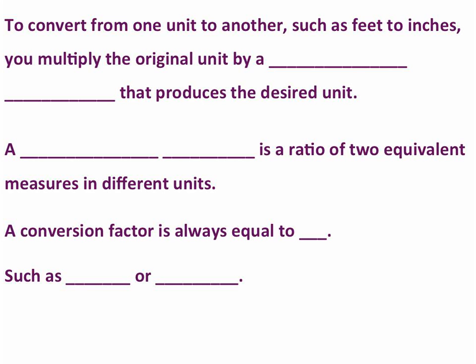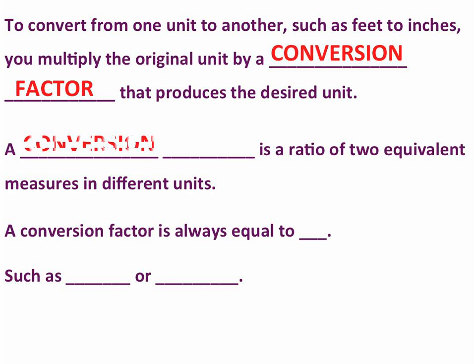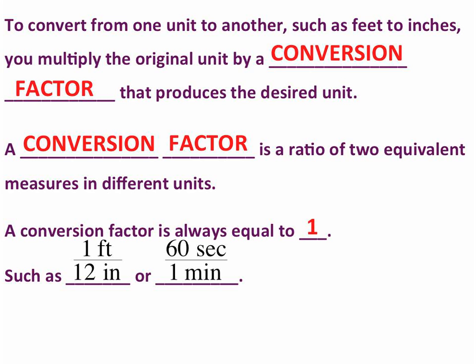To convert from one unit to another, such as feet to inches, multiply the original unit by a conversion factor that produces the desired unit. A conversion factor is a ratio of 2 equivalent measures in different units. A conversion factor is always equal to 1, such as 1 foot is to 12 inches, or 60 seconds is to 1 minute. Okay, and you can flip those over as needed, and you'll see what I mean here in a second.